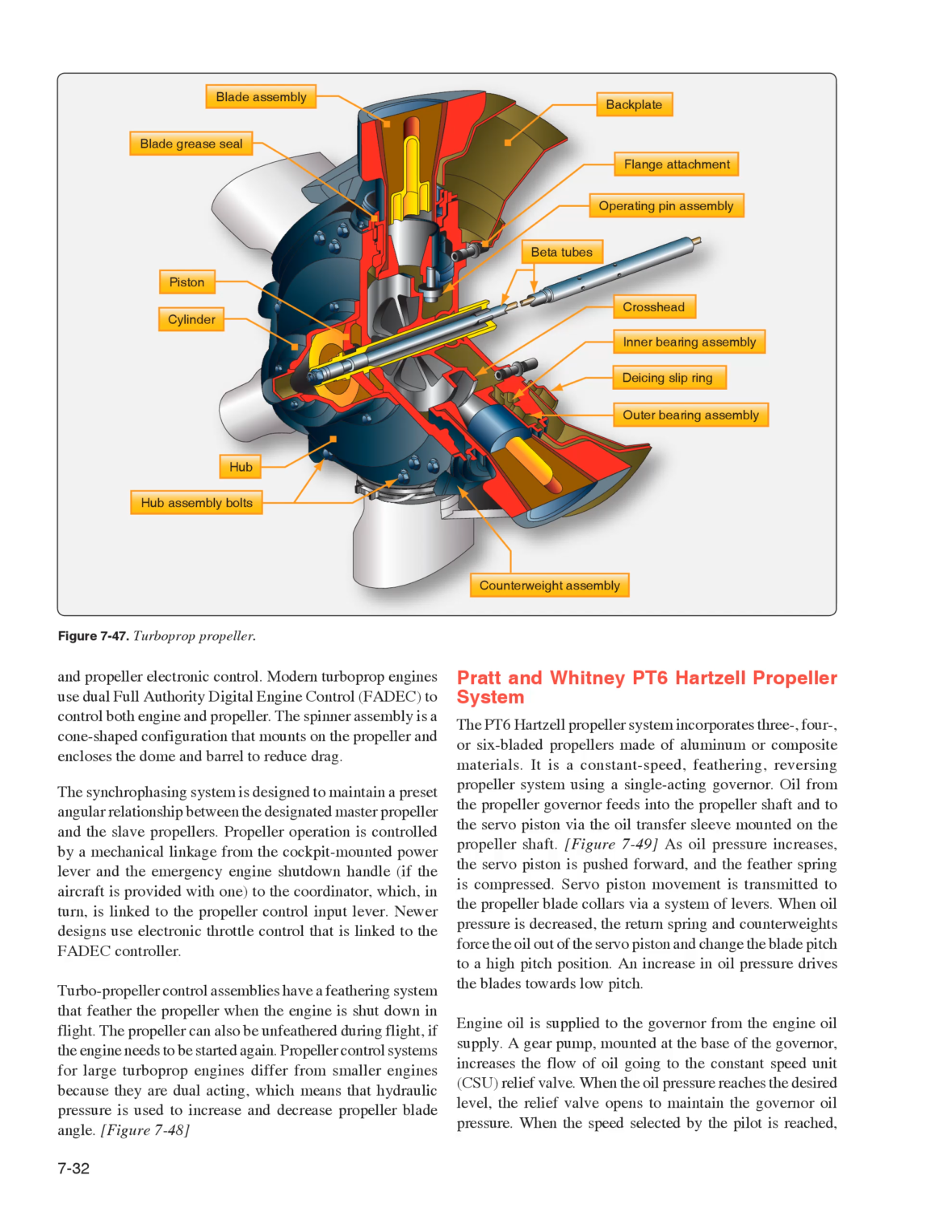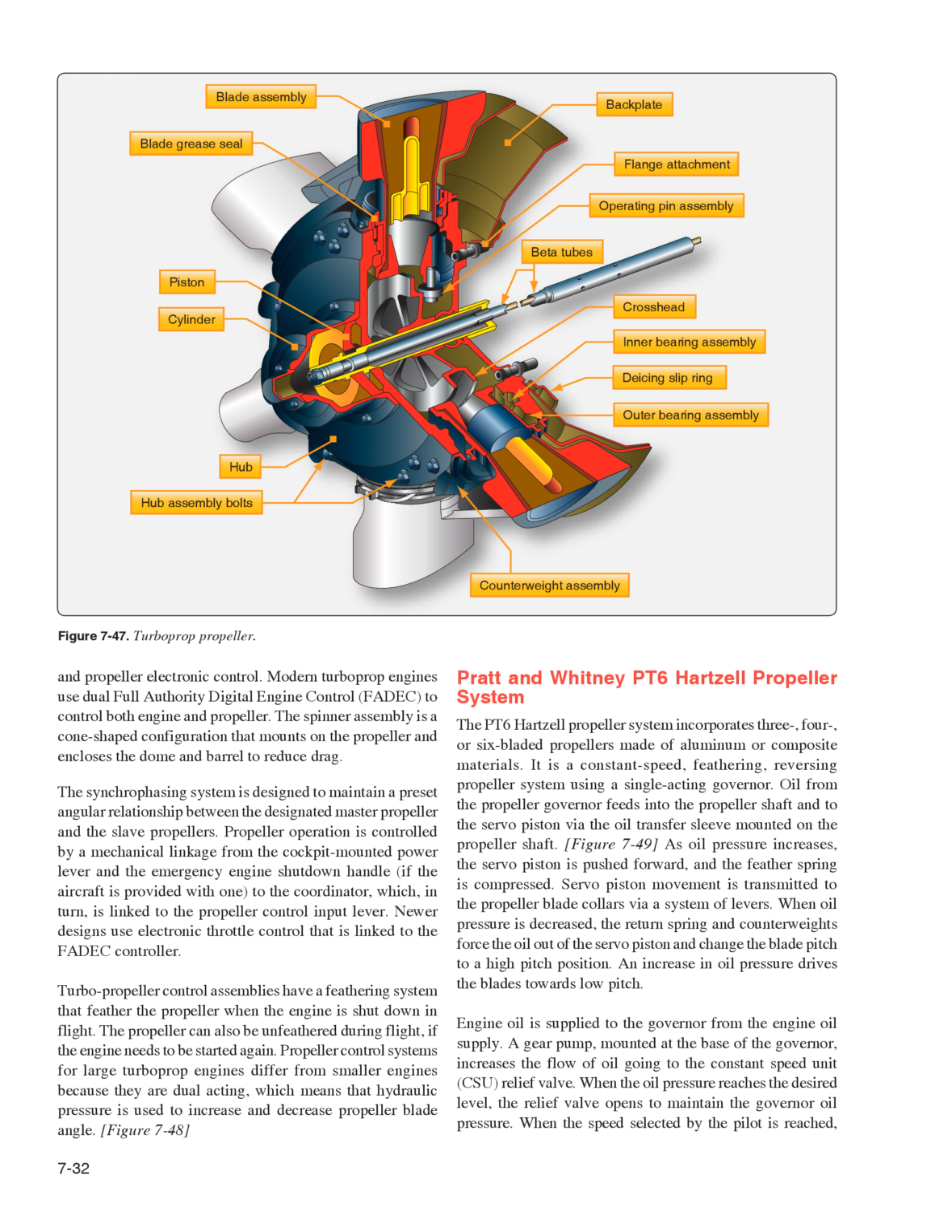Use dual full authority digital engine control (FADEC) to control both engine and propeller. The spinner assembly is a cone-shaped configuration that mounts on the propeller and encloses the dome and barrel to reduce drag. The synchrophasing system is designed to maintain a preset angular relationship between the designated master propeller and the slave propellers.